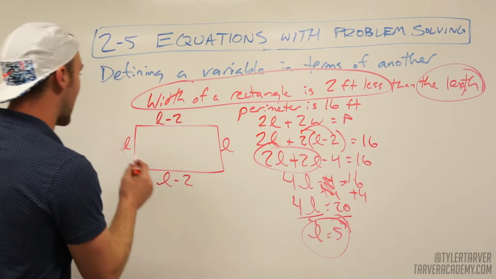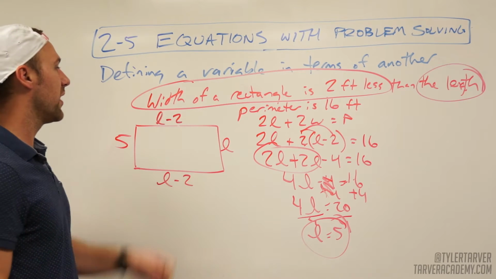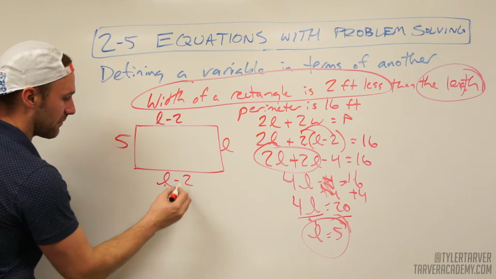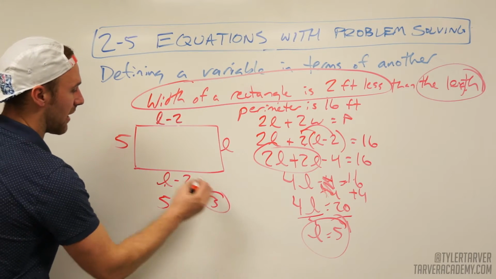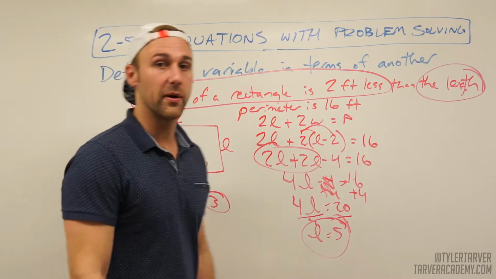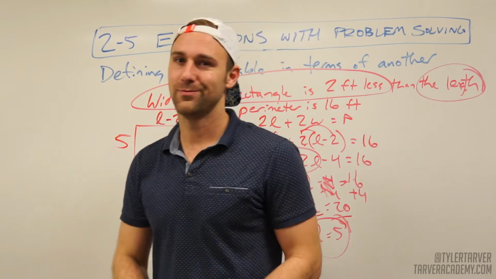So my length is 5. I know this right here is 5. They're probably going to ask you for the width. So I would just plug in what I just found. L is 5, minus 2, 3. So my width is 3. And that's probably what they're going to ask for, but you should reread the last sentence of the question and see what they actually want.